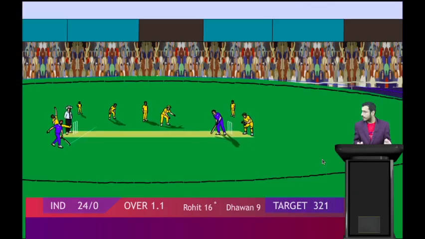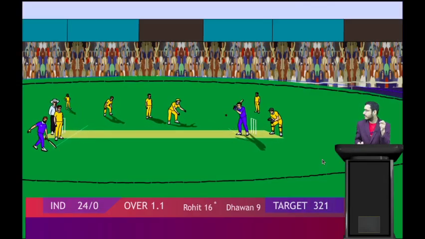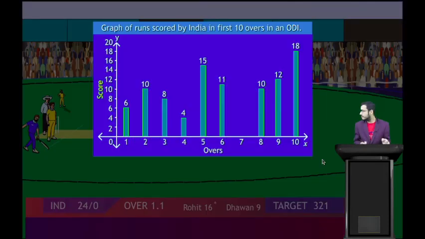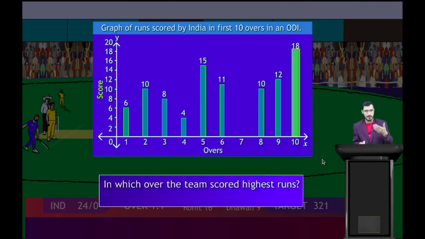Now we have one more example. You can see the picture here, a cricket match going on. This is a graph of runs scored by India in the first 10 overs in an ODI. If I ask you in which over the team scored the highest runs, can you tell me? You can see the graph here, 18 runs in the 10th over. So in the 10th over the highest runs were scored.